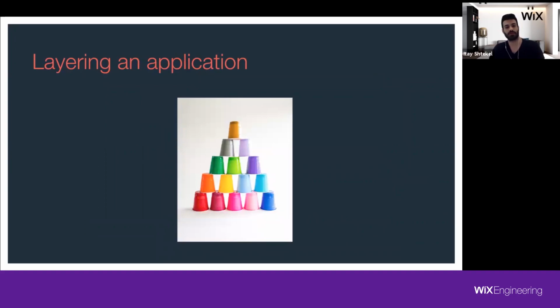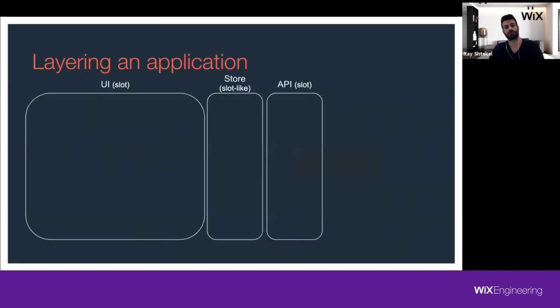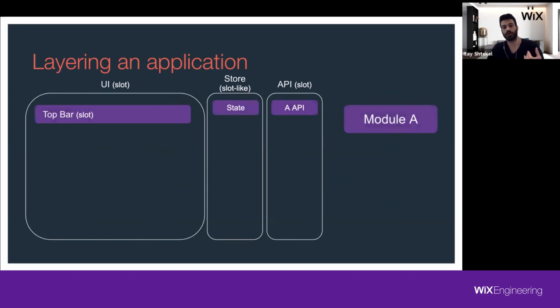So to summarize, in this way we take modules and we layer them on top of each other in order to create an application. So when we start with Repluggable, we start with empty slots. We have a slot for UI, for store, and for API. And when we introduce a module into the system, it will contribute its API into the slot of the host. It will contribute a Redux store, a reducer, and it will contribute its UI content.